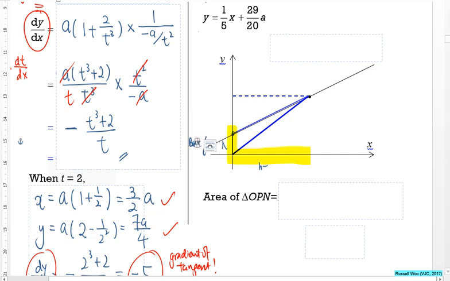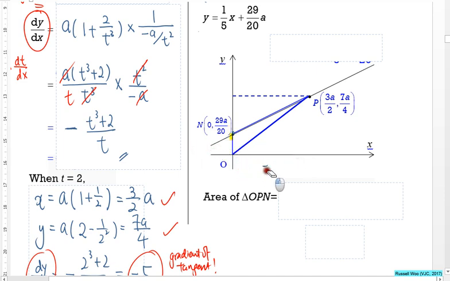Wait, let me erase some things. Okay, done. Does it make sense that N has this coordinate? Because when x equals 0, you get y. That means this is the y-intercept. Okay, I think our job is done.